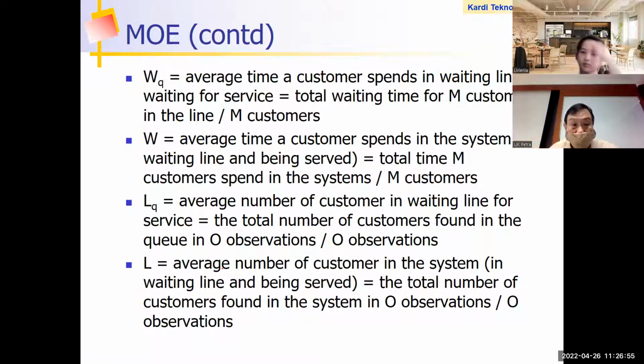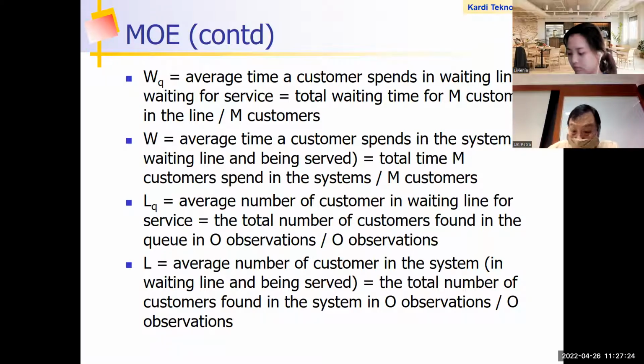The same thing with LQ and L. LQ is the average number of customers in the waiting line. So this is the queue length. The same thing with L. L is the queue length, but in the system. What does in the system mean? That means in the waiting line and being served. Is it clear?